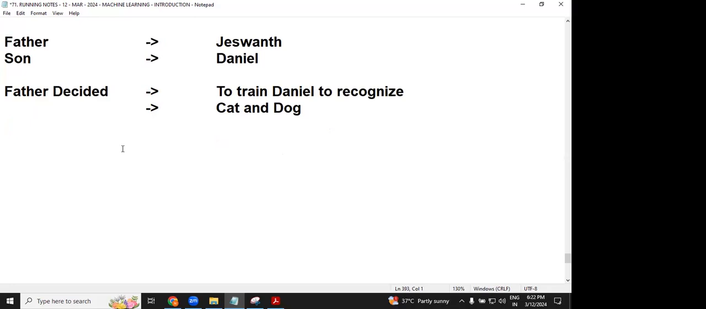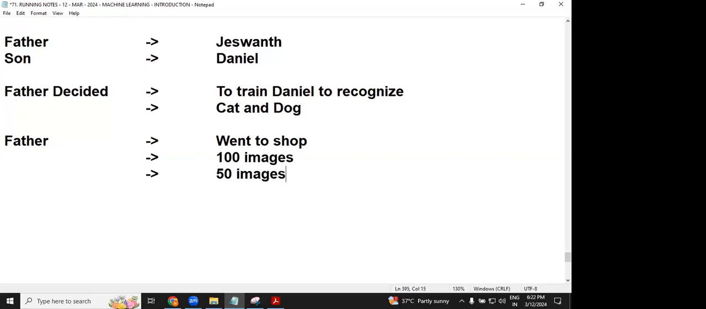Good. Let me tell you. What is the training? Recognizing cat and dog. My father went to the shop and asked, I need 100 images. Out of these 100 images, 50 images belong to cat, and 50 images belong to dog. Please understand, these are all dots I can connect later.